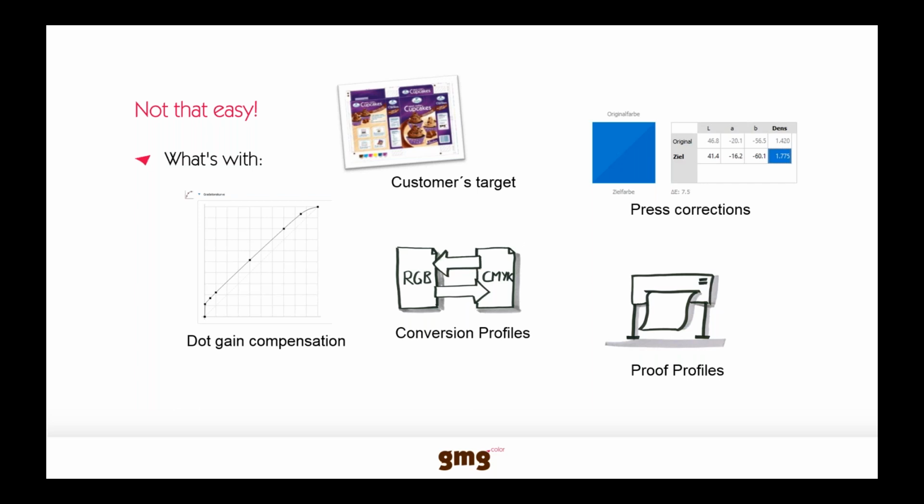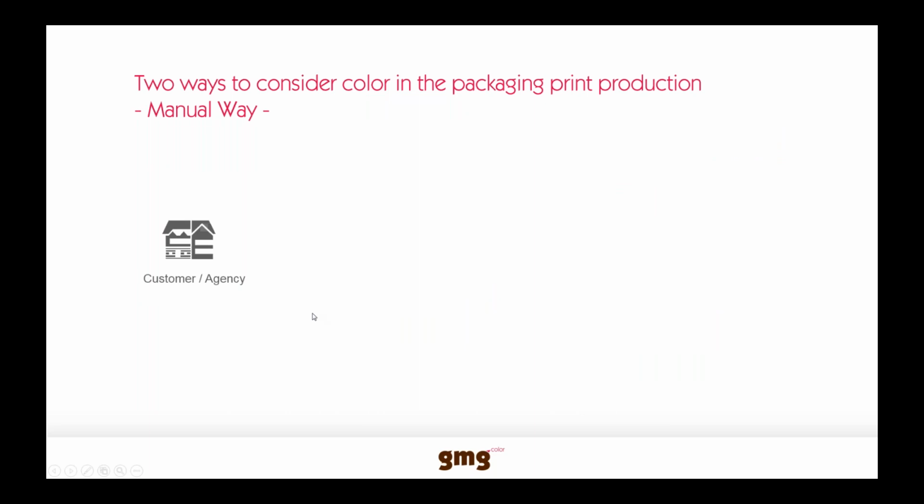Especially in packaging repro or packaging pre-press, you'll find these days two kinds of workflows for how color is considered in the pre-press section. One of them is more manually based, and one of them is more automatic based. Let's start firstly with the manual way.